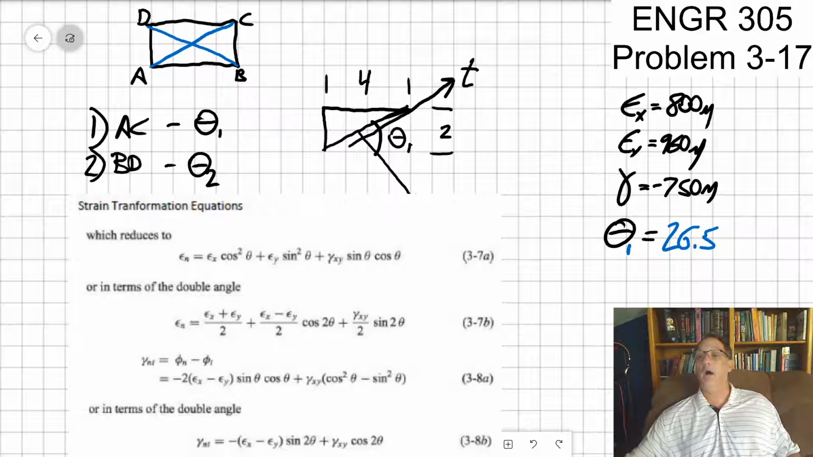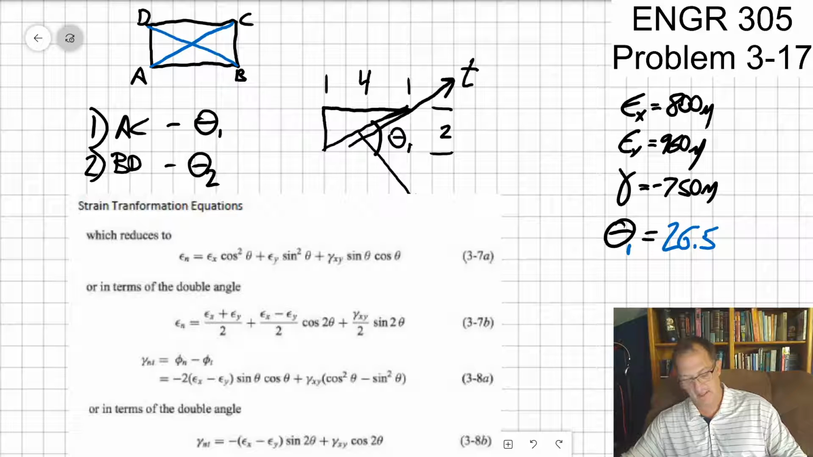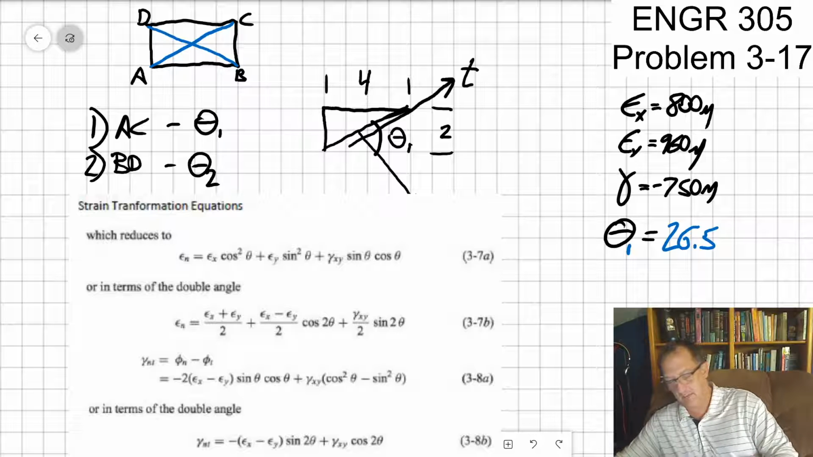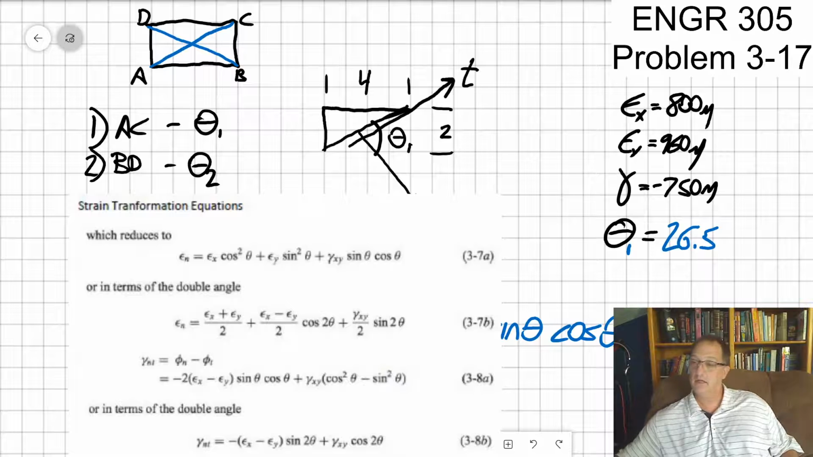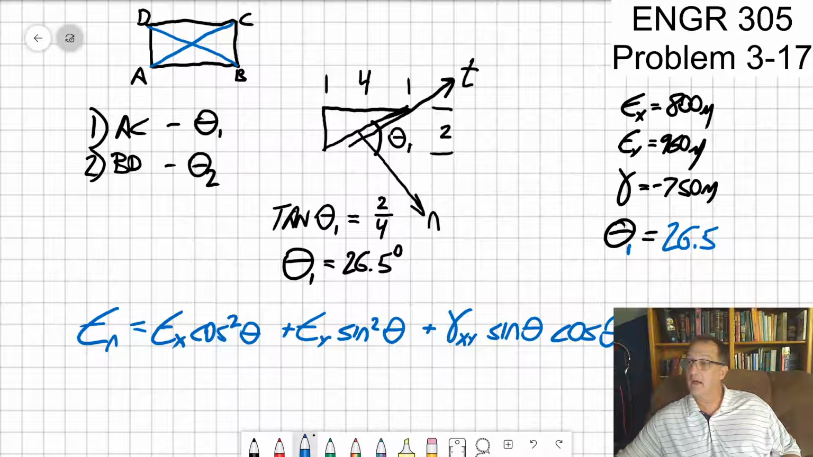Oh, look at that. So there's my transformation equation. The strain in the n direction is equal to the strain in the x direction times cosine squared theta plus the strain in the y direction times sine squared theta, plus gamma xy times sine theta cosine theta. That might have gotten a little long. See it coming out the ends? There it is. I have to drag it back a little.